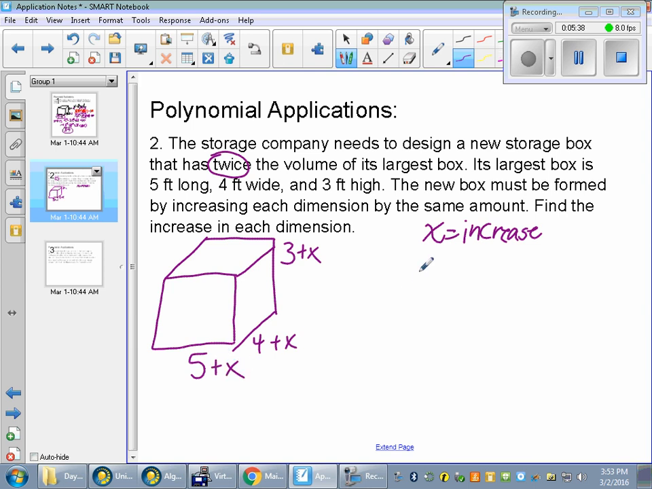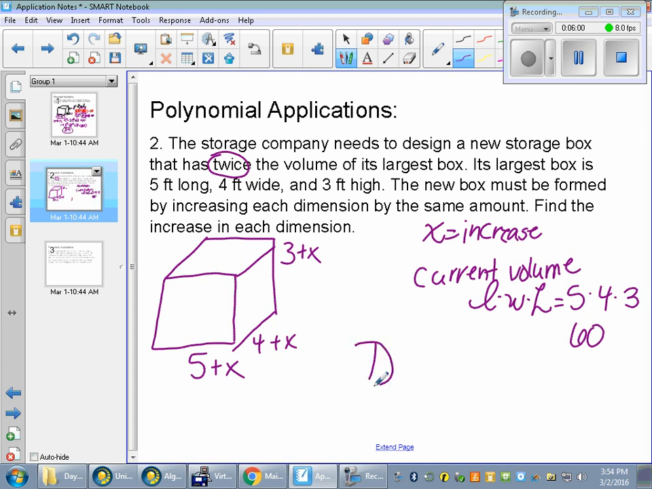Now let's find our current volume. They don't give it to us this time, but we can easily find it because we know volume is length and width and height all multiplied together. So length times width times height is going to give me 5 and 4 and 3. So currently 5 times 4 times 3 is 60. We want this to double. We want this to be twice as big. So double volume is 120.